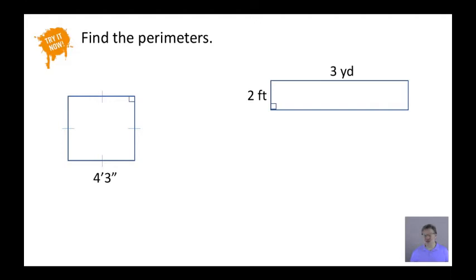Here I'm showing you a square in which the length of each side is 4 feet 3 inches, and I'm showing you a rectangle here that has one side that's 3 yards and the other side is 2 feet. By the way, there are 3 feet in each yard, so that's how you're going to convert from one to the other. So take some time to calculate the perimeters of those 2 quadrilaterals.